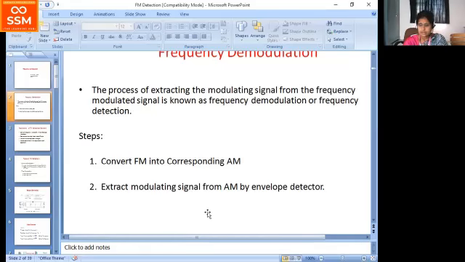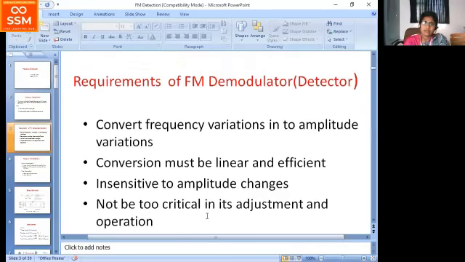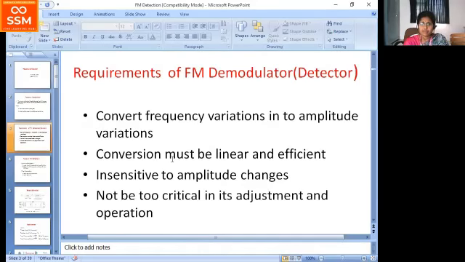Then, the requirements of an FM demodulator. Convert frequency variations into amplitude variations. The conversion must be linear and efficient, insensitive to amplitude changes, and not be too critical in its adjustment and operation. These are the requirements of an FM demodulator.